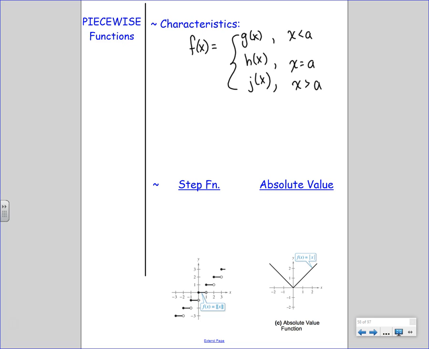What I can tell you is that with piecewise functions, discontinuities, which we'll talk more about later on this year, are possible at x equals the separators.